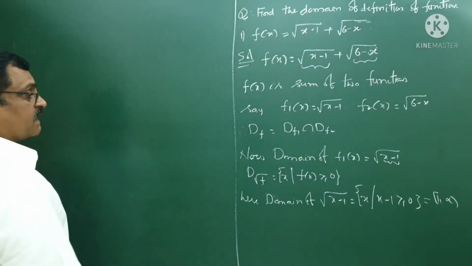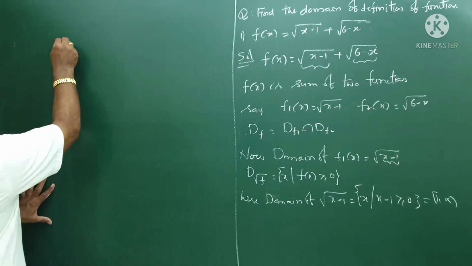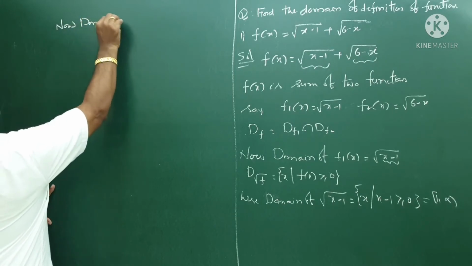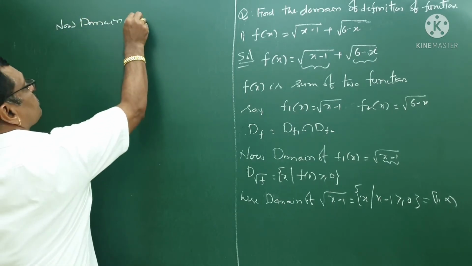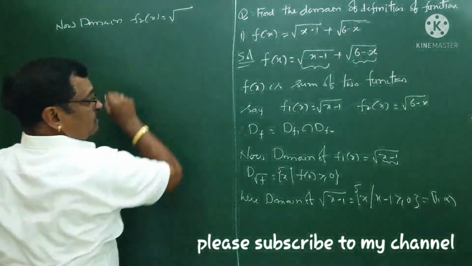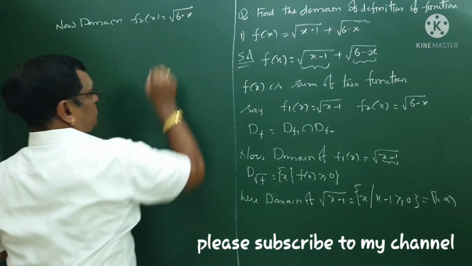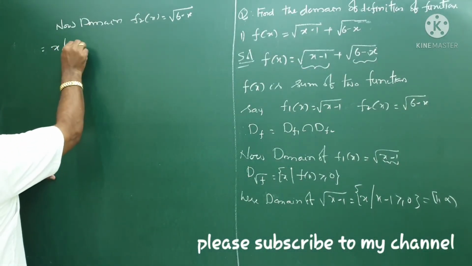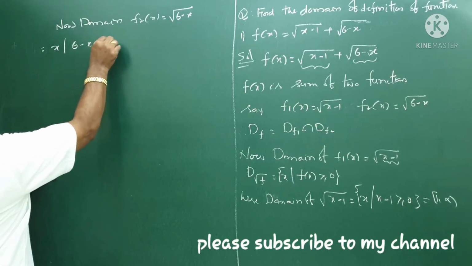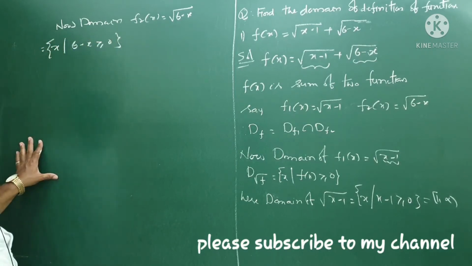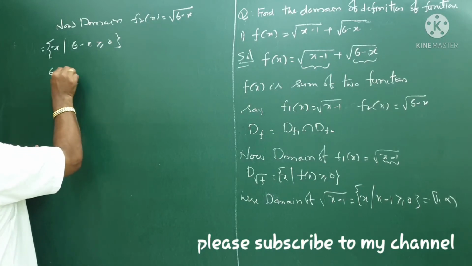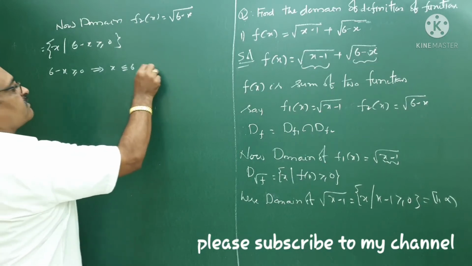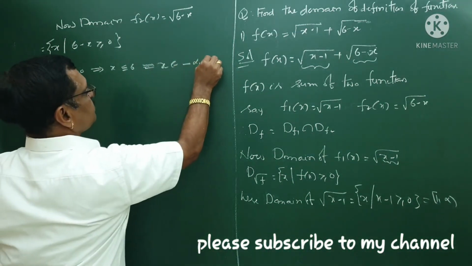Next one, come to the second one. Now, the domain of f2 of x is equal to the square root of 6 minus x. So here also the same rule applies. The domain is x such that 6 minus x is more than or equal to 0, which implies x is less than or equal to 6. This implies my x belongs to minus infinity to 6.